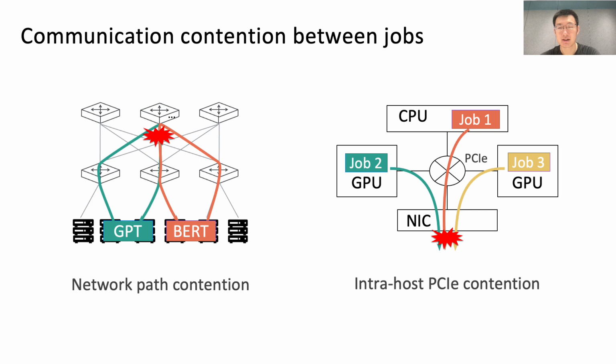Contention can also happen inside a host. When two jobs occupy GPUs in the same host, they may share the PCIe link or NV link, and thus contention happens.